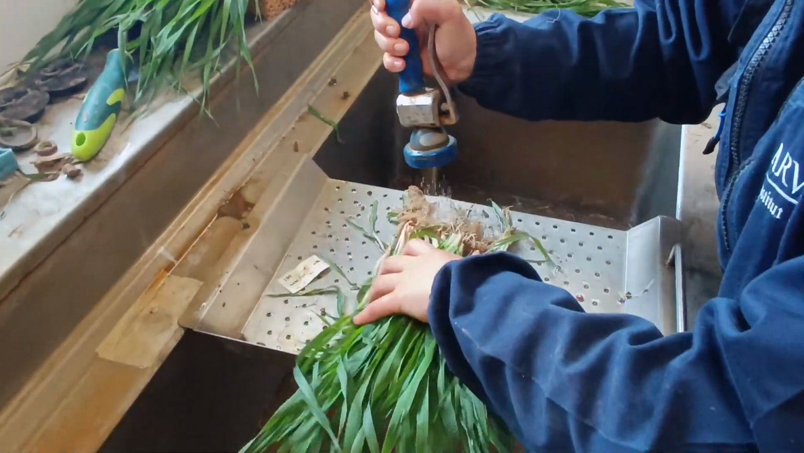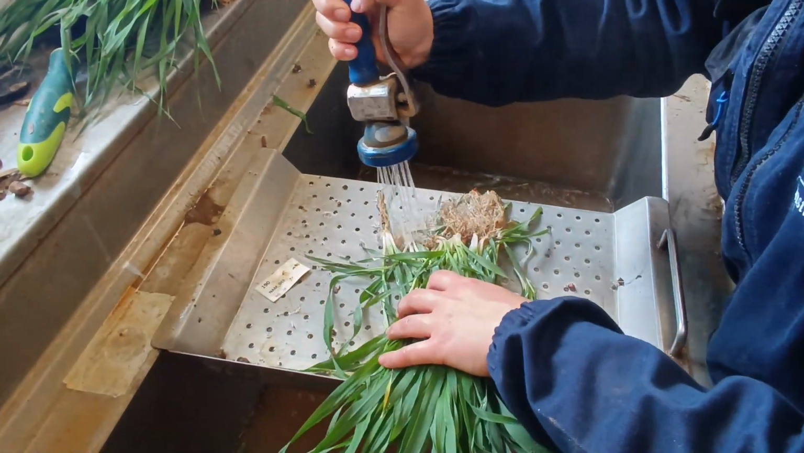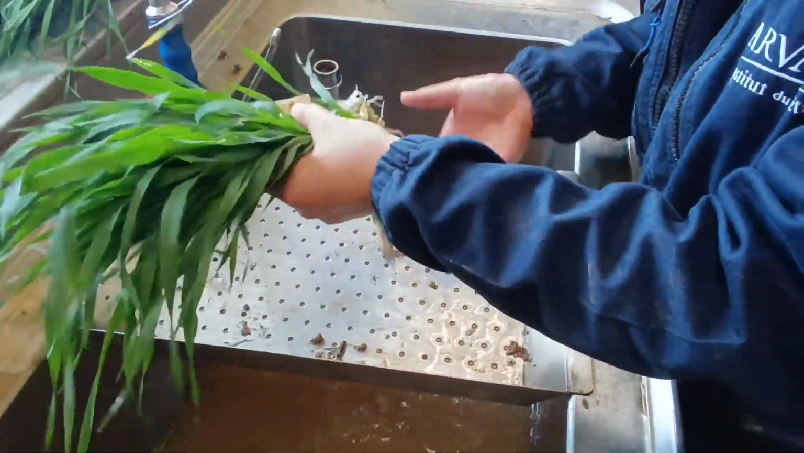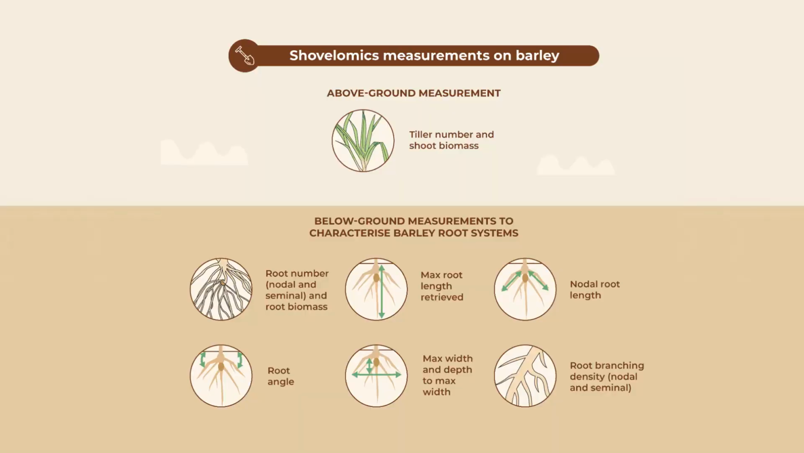These samples are then labeled and taken to the laboratory for a cleaning step. The goal of this step is to make the plant roots clearly visible. They are then ready for root system characterization. In order to characterize the plants, a number of traits are measured.